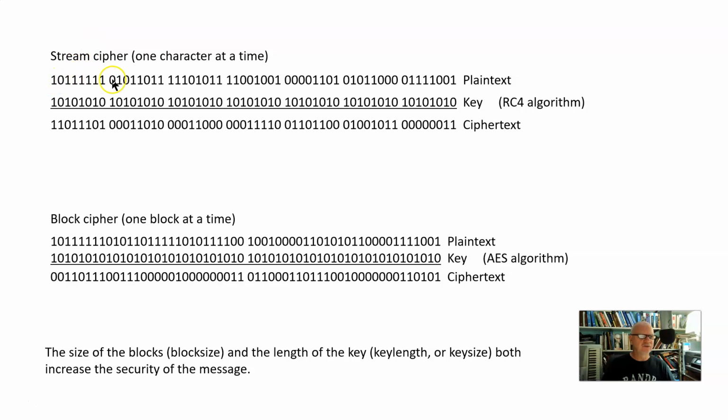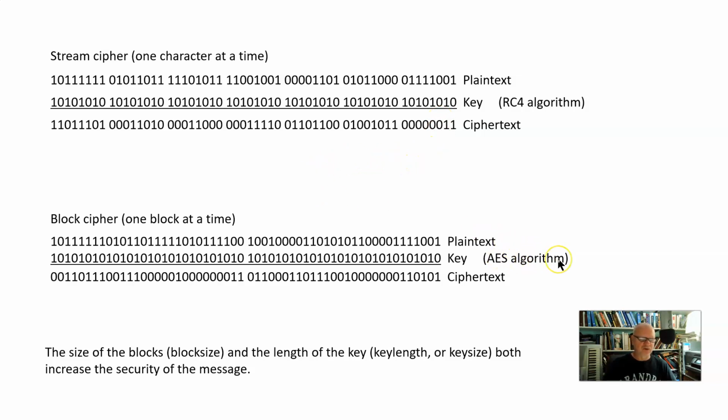So here I have some binary that represents ASCII code, 4 different letters. Each set of 8 numbers here represents a letter, and that's my plain text. And now my key, which also represents some letters, and I'm going to use the RC4 algorithm, which is a stream cipher. We're going to do one character at a time, and that will produce some output.